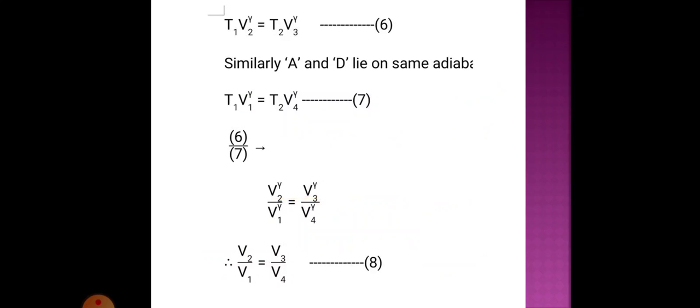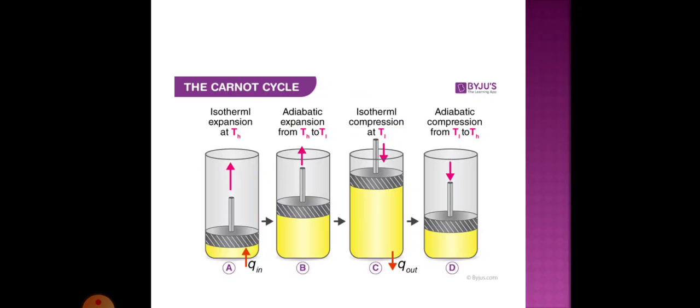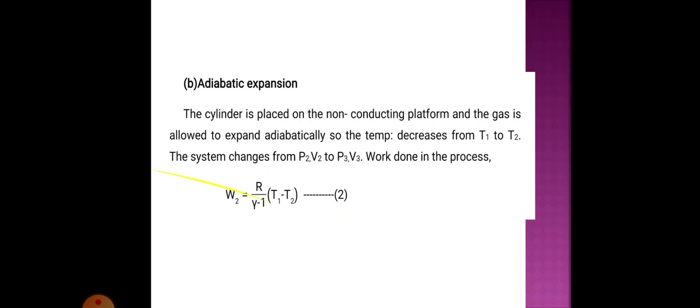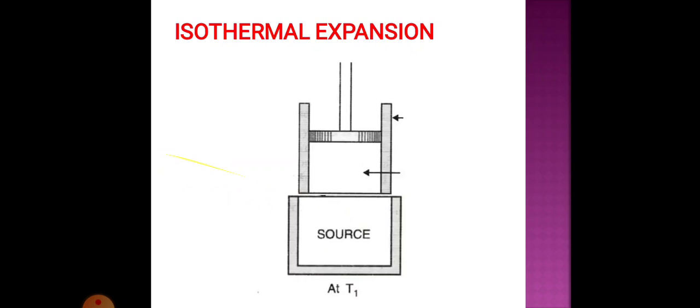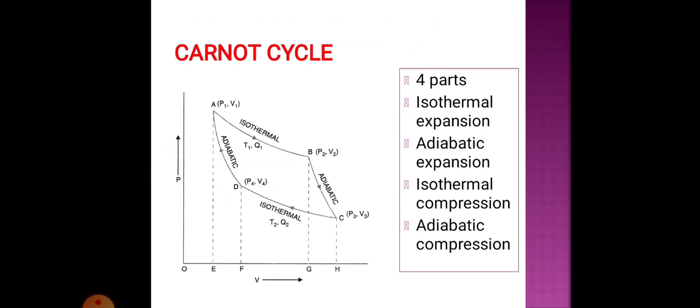We know that B and C, look at the Carnot cycle. B and C are the endpoints of an adiabatic. The thermodynamic parameters are P2, V2 and T1. P2, V2, T1 is the state at B, and P3, V3, T2 is the state at C.